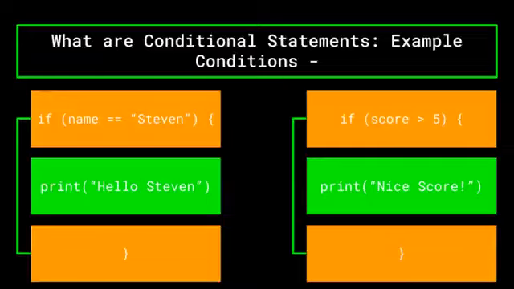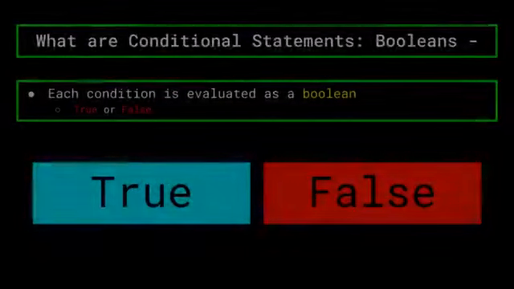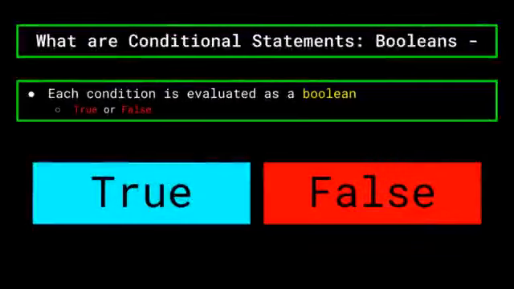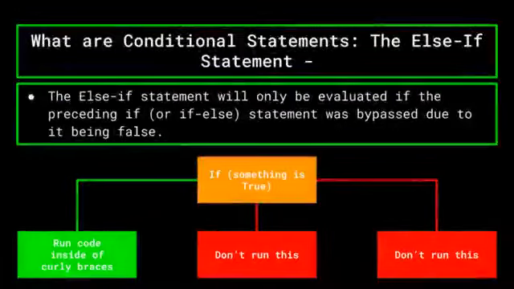Each of these statements is evaluated as a Boolean, which you will remember from when we talked about variables, is either true or false. If the Boolean is true, we run the code inside the curly braces. If it's not, we pretend everything inside the curly braces never existed and move on with our code. The if statement comes with two more additional statements that can go with it, else if and else.